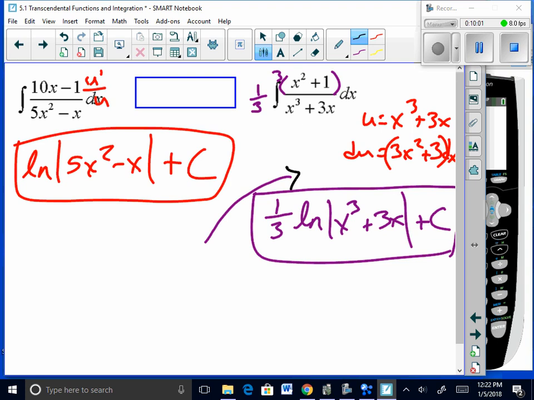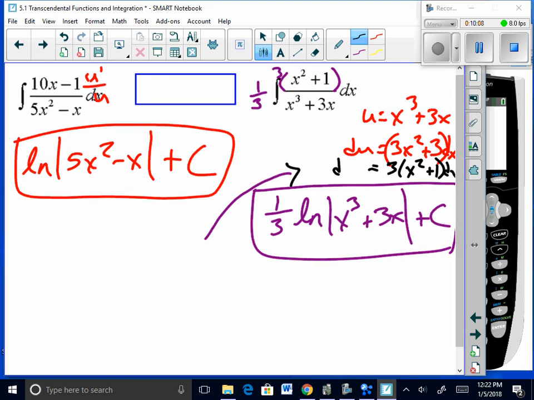I would have factored out the 3, so I would have written that as 3 times x squared plus 1 dx equals du. And then from there, I would have seen that I could divide by the 3. So then I would have had 1/3 du equals x squared plus 1 dx. And then the u substitution would have worked. That 1/3 would be the constant.